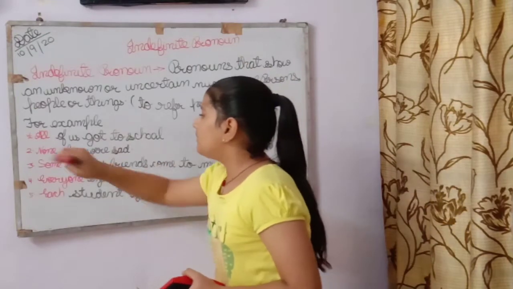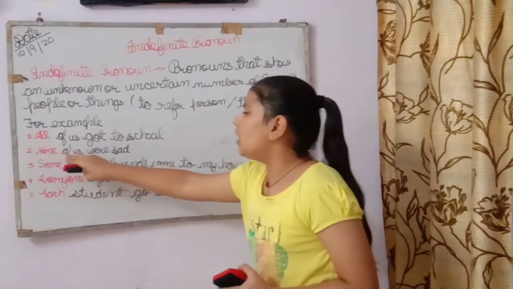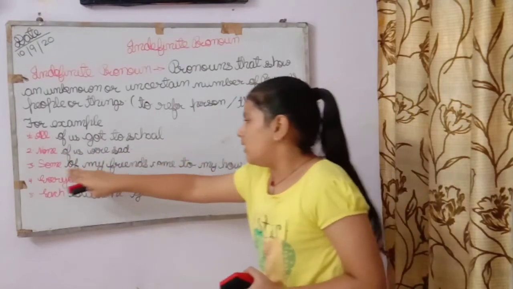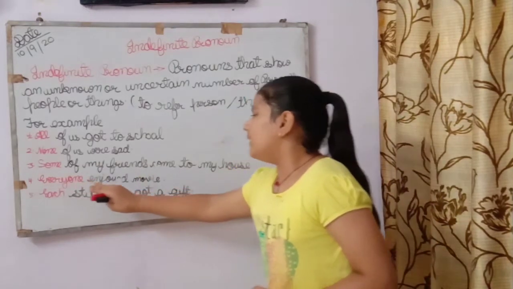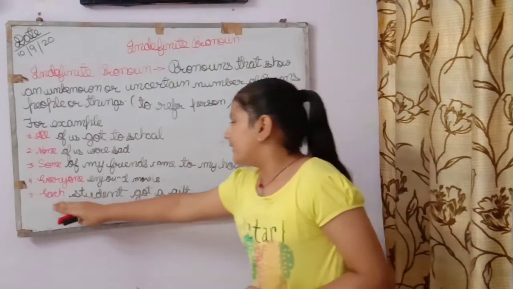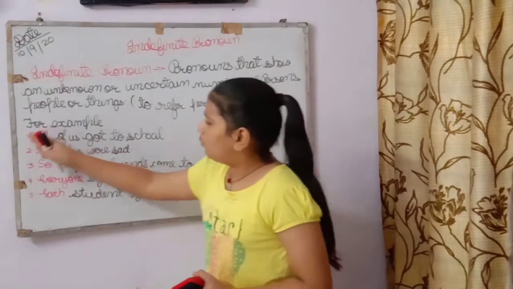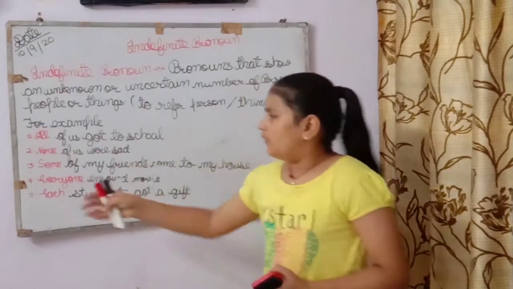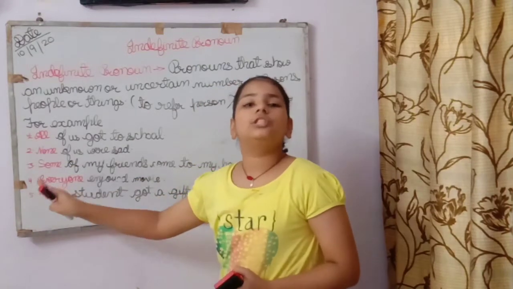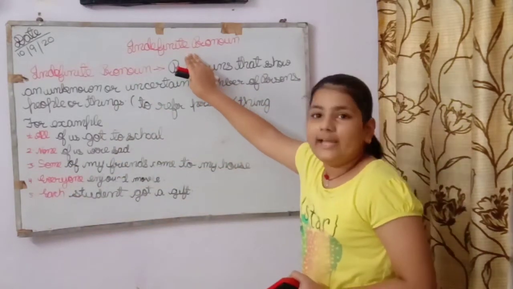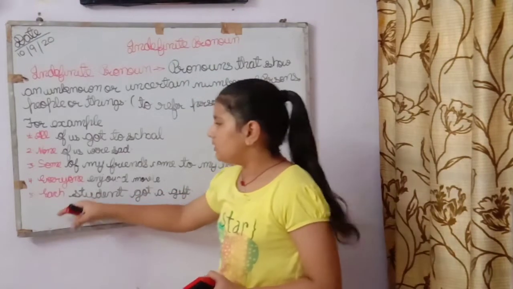Take an example. All of us go to school. None of us were sad. Some of my friends come to my house. Everyone enjoyed the movie. Each student got a gift. Now here you can see why I have written these words with a red marker, because these are the words which indicate indefinite pronouns. Here I'm going to tell you the meanings of these words.